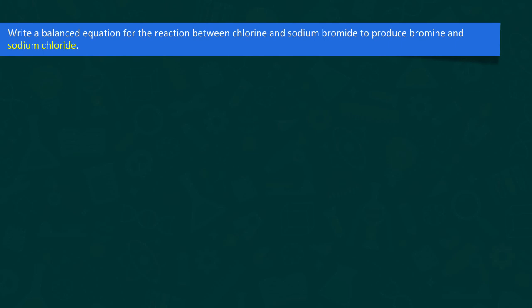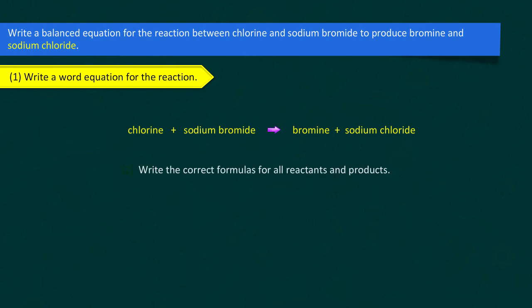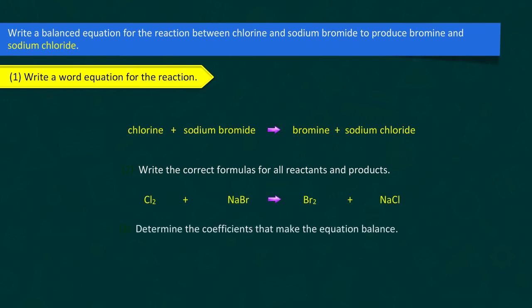Write a balanced equation for the reaction between chlorine and sodium bromide to produce bromine and sodium chloride. Write a word equation for the reaction. Chlorine reacts with sodium bromide to form bromine and sodium chloride. Write the correct formulas for all reactants and products. Let's observe the following. Determine the coefficients that make the equation balanced.